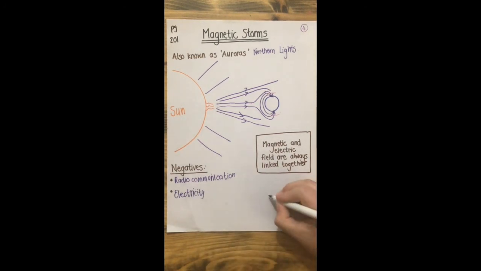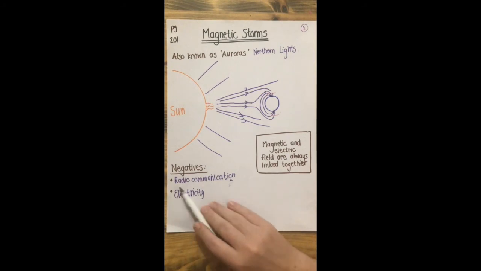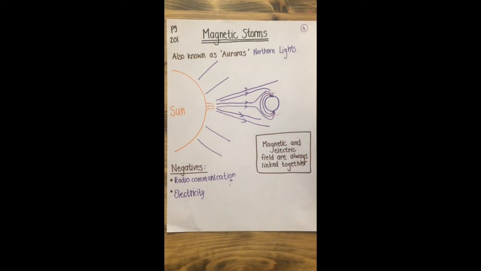This is because electricity and magnetism are always linked. So when the magnetic field lines around the earth are disturbed, the radio communication, which is your radio waves, are affected, as well as your electrical wiring, because there are surges of current that start flowing through those electrical wires.